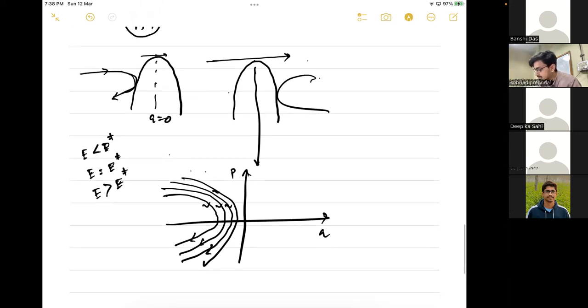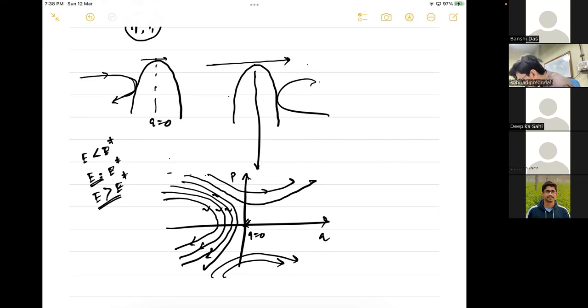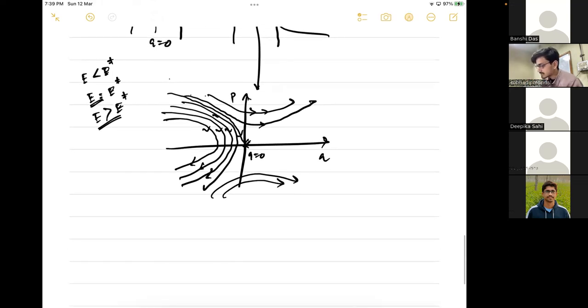And for those trajectories with energy greater than E double dagger, they actually can cross, right? So this is q equal to 0. That means this is the position of the barrier in the phase space. So for trajectories having energy greater than E double dagger, it can actually cross like this. And for trajectories with energy equal to E dagger, this is the separatrix. We call it separatrix. So it will go like this. Okay, so this is the phase space.